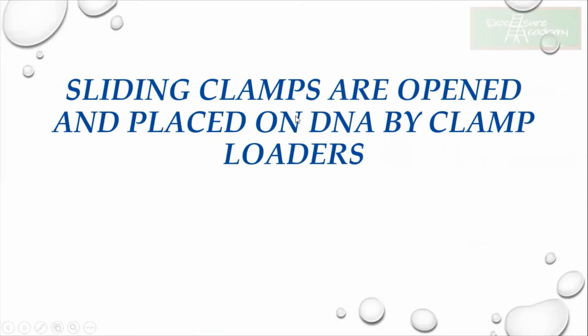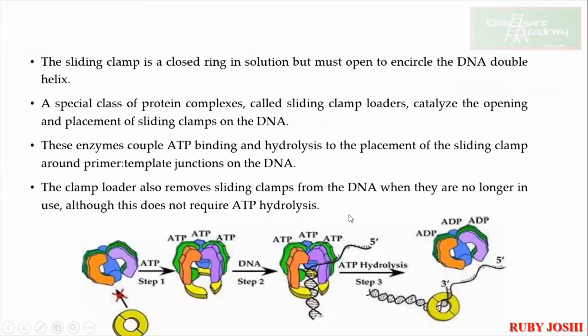Now, sliding clamps are opened and placed on the DNA by the clamp loader. Okay? What has happened here? This is your second protein. What we are talking about is the clamp loader. So we have just seen what the sliding clamp is. It's again a ring-like structure which opens up at the DNA, and on top of it your DNA polymerase also sits. It is a closed ring in solution, but must open to encircle the DNA double helix. It's a special class of protein complexes called clamp loaders. They catalyze the opening and placement of the sliding clamps on the DNA.